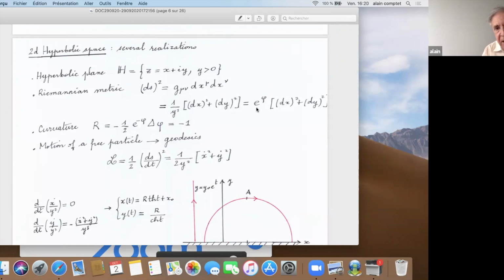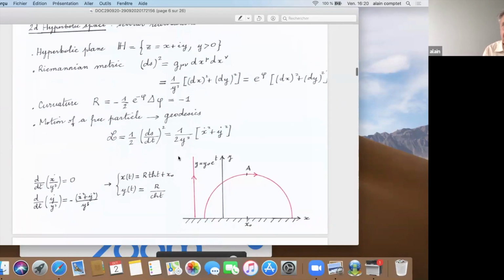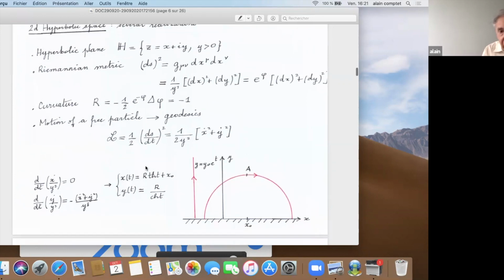So this metric is conformally flat, and I call phi the conformal factor. Using this conformal factor, you can compute very simply the curvature, which turns out to be equal to -1. So this is a space of constant negative curvature. Now, if you want to study the motion of a free particle on this space, you have to write down the Lagrangian, which is a free Lagrangian, a purely kinetic term. You write down the equation of motion and you solve them. And here is the general solution of the equation of motion.